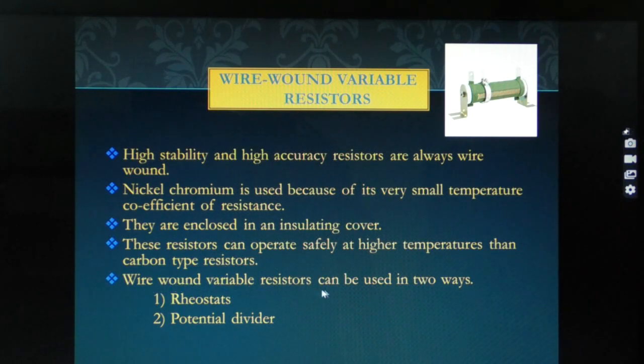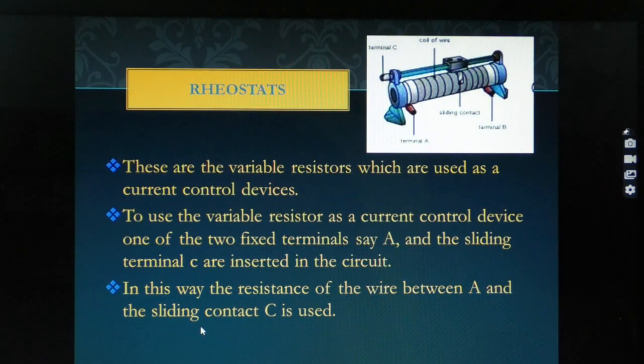Wire wound variable resistors can be used in two ways. It may be used as a rheostat, or it may be used as a potential divider. First of all, we come to the use of wire wound resistor as a rheostat. The figure is giving you a rheostat. This is an insulating cylinder. Over it, there is a conducting wire which is wrapped, giving you two free ends. And these two free ends are behaving as two terminals of the device known as rheostat.